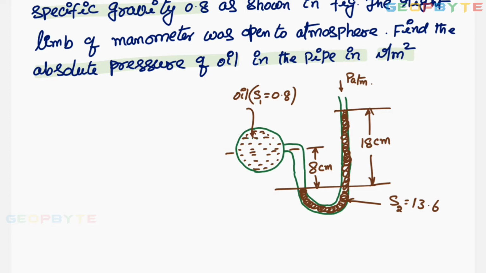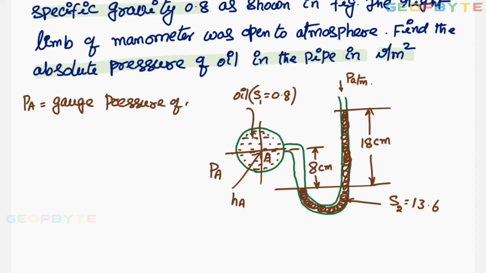Now let us assume the center of the pipe is A, where the pressure head is HA and pressure is PA. PA equal to the gauge pressure of oil. HA equal to the pressure head of the oil.